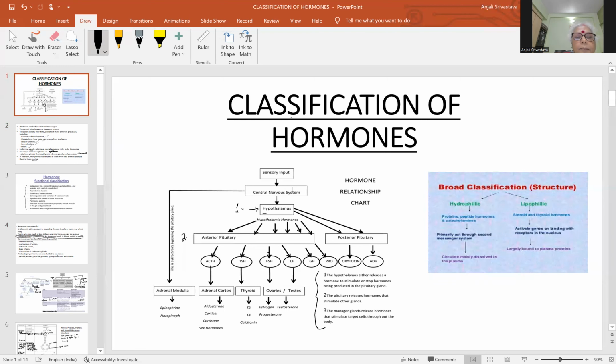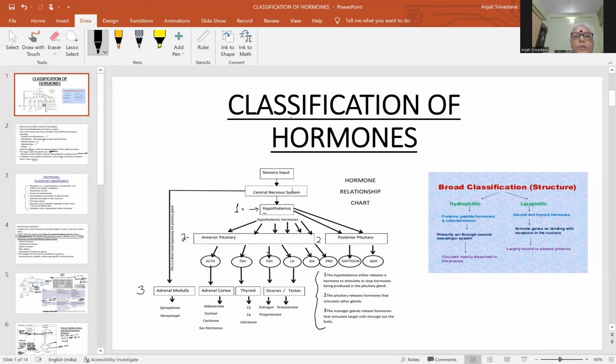The second is that the pituitary releases hormones that stimulate the other glands. These are the other glands which are stimulated by the pituitary. That is, the function and regulation of these endocrine glands are under the control of the master gland, that is the pituitary, anterior and posterior. And the third is that the manager glands release hormones that stimulate target cells throughout the body. That will be the third part. All these are the manager glands that are producing.